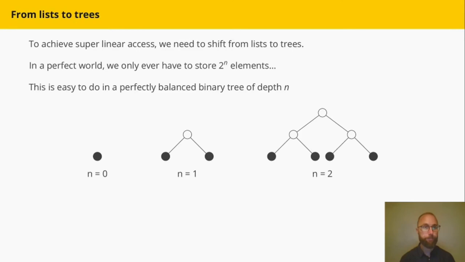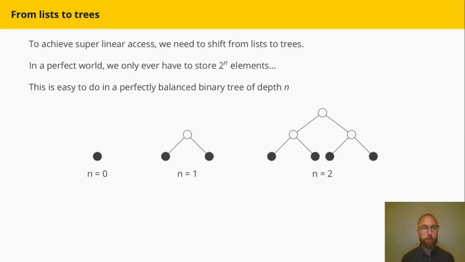So if we need better than linear access times, we need to shift from lists to trees. And for the moment, let's just make the assumption that we only ever have to store 2 to the power n elements. And that's very easy to do because we can store 2 to the power of n elements in a perfectly balanced binary tree of depth n. So here are a few examples of such perfectly balanced binary trees where I'm going to draw black dots for the leaves storing data and white dots for the nodes which store no data.